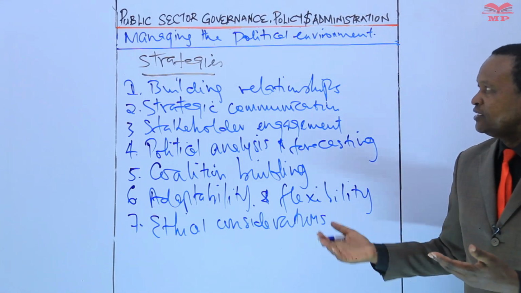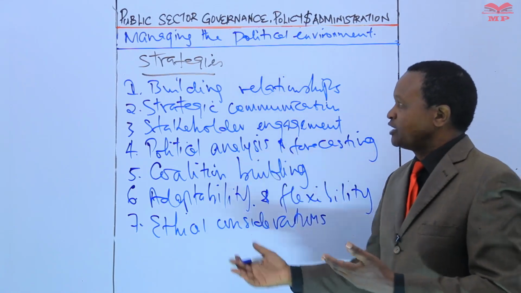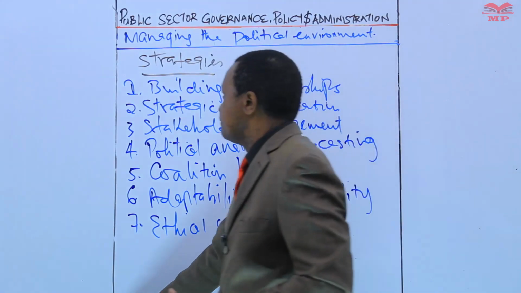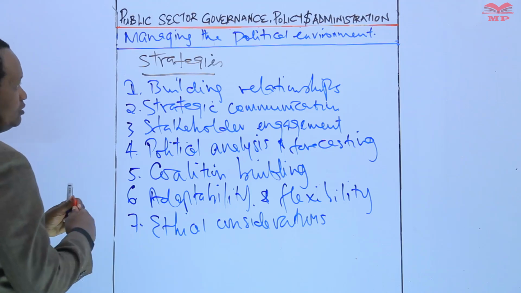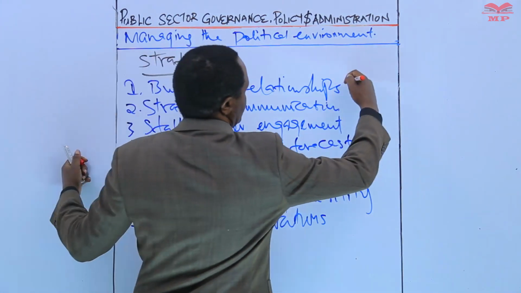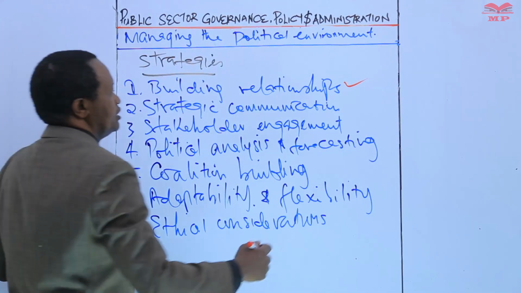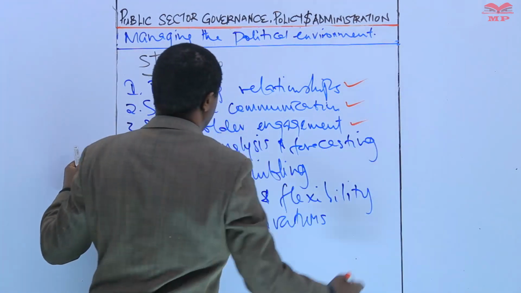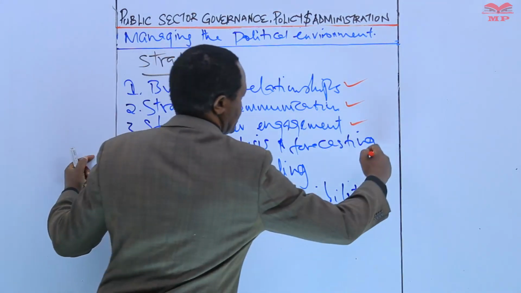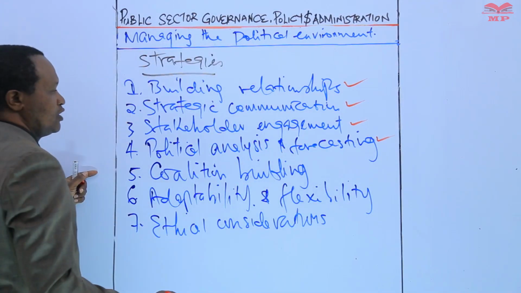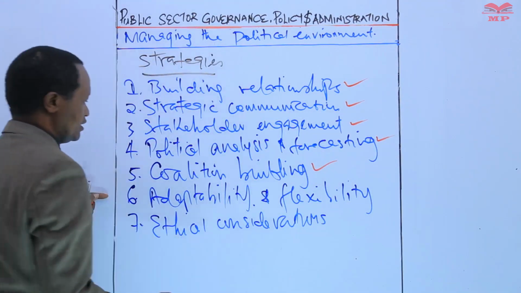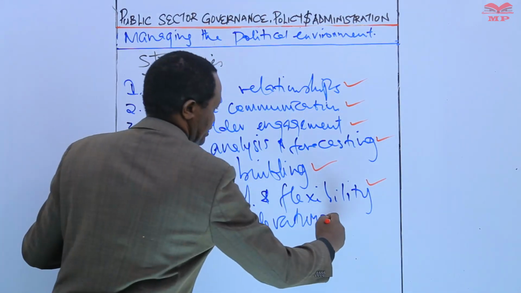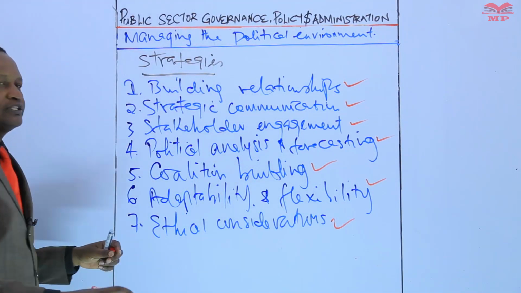So these are 7 strategies that public administrators can use to manage the political environment. One is building relationships. Number 2, strategic communication. Number 3, stakeholder engagement. 4, political analysis and forecasting. 5, coalition building. 6, adaptability and flexibility. Then lastly, ethical considerations.